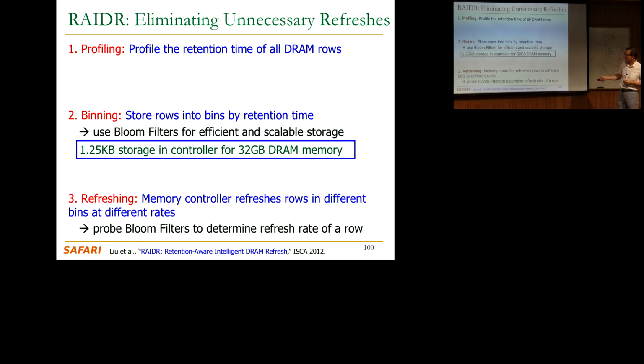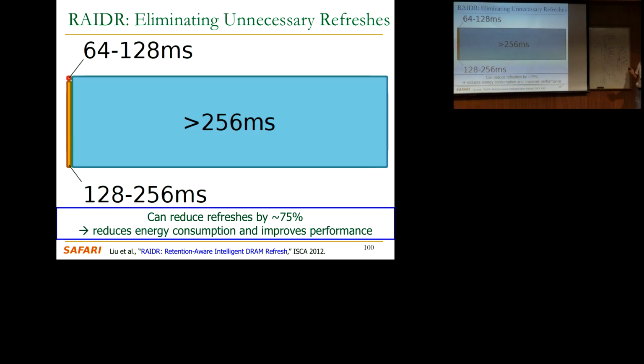Okay, so now that we have this structure inside the memory controller, what does a memory controller do? Basically, the memory controller refreshes rows in different bins at different rates. It probes the Bloom filters to determine the refresh rate of a row. And that's easy to do. The paper has more detail. And the key takeaway is you can reduce refreshes by approximately 75% because of this distribution. And you can reduce energy consumption and improve performance.